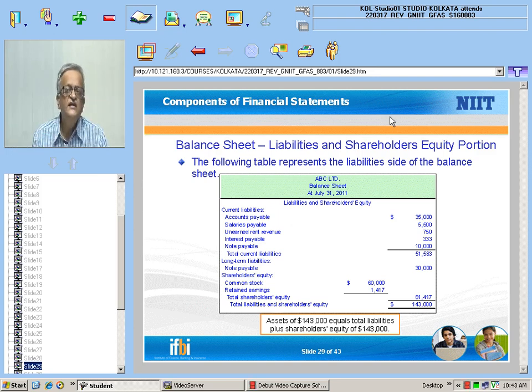So you can see that the asset side is equal to the liability side. And both assets and liabilities you have to divide into two parts: the current assets and non-current assets, current liability and non-current liability, including stock.